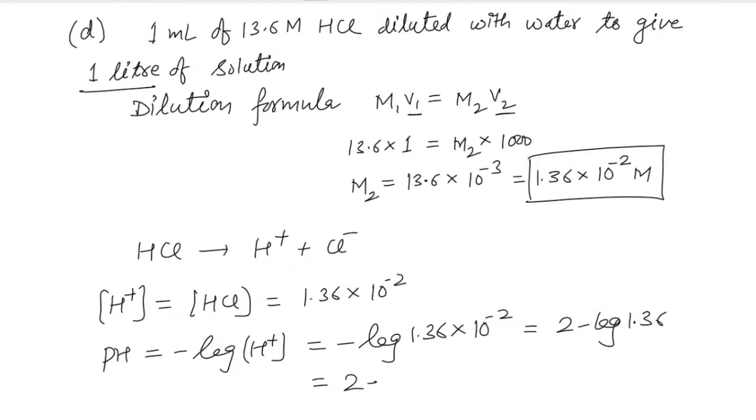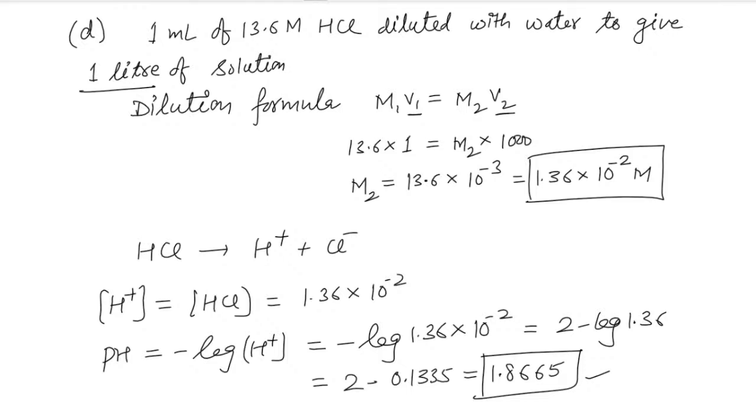So what is log of 1.36? Log of 1.36 is 0.1335. So the value comes out to be 1.867 around, or we can say 1.865. That's it.